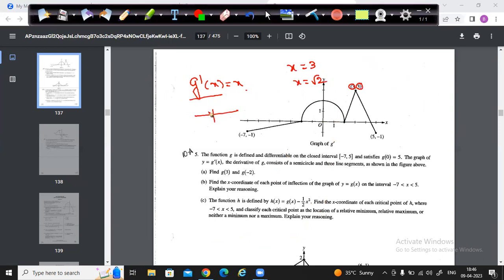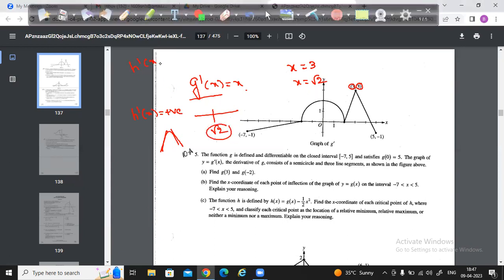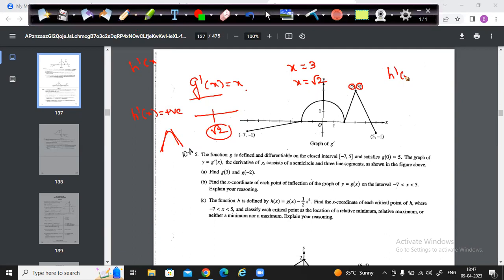I can find local maxima if h dash of x is positive to the left and negative to the right. First take the root 2 point. So h dash of x is g dash of x minus x, right? So h dash of root 2 is g dash of root 2 minus root 2. If I take a point less than root 2, let root 2 be here.